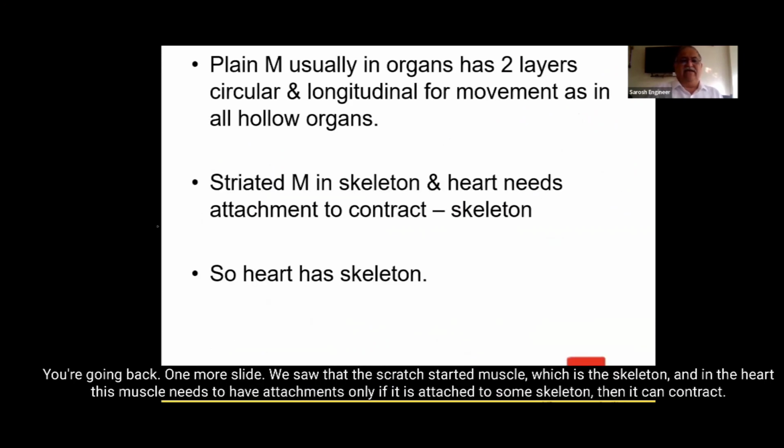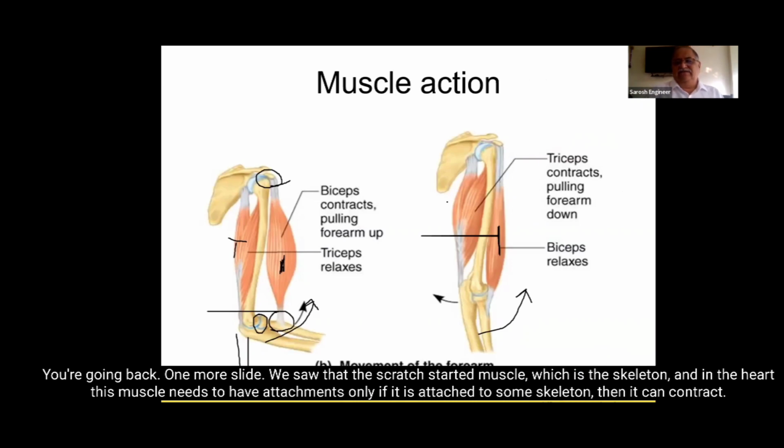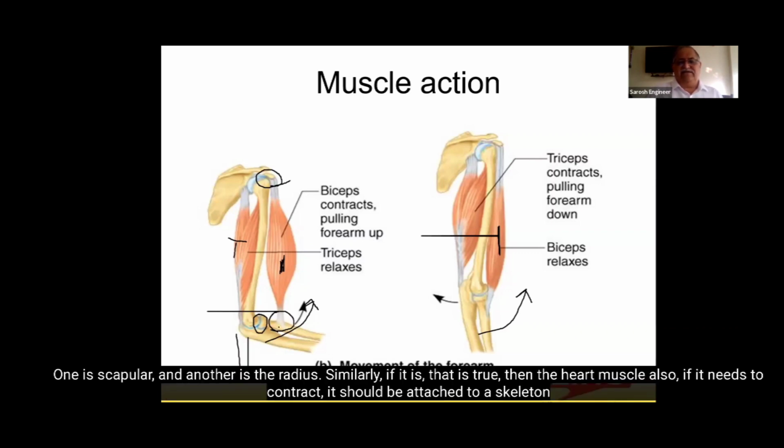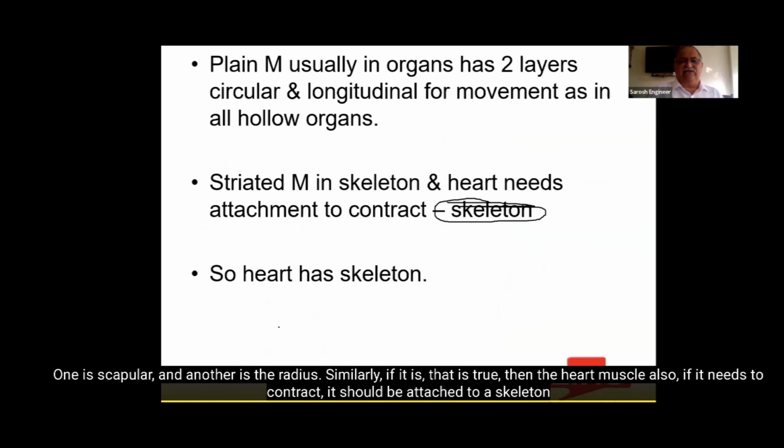Now, going back one more slide, we saw that the striated muscle, which is there in the skeleton and in the heart, needs to have attachments. Only if it is attached to some skeleton can it contract. Here we saw that the muscle is attached to 2 different bones, right? One is the scapula and another is the radius. Similarly, if that is true, then the heart muscle also, if it needs to contract, should be attached to a skeleton.